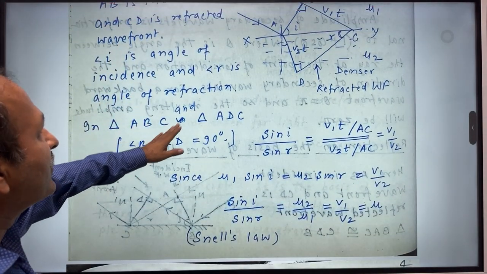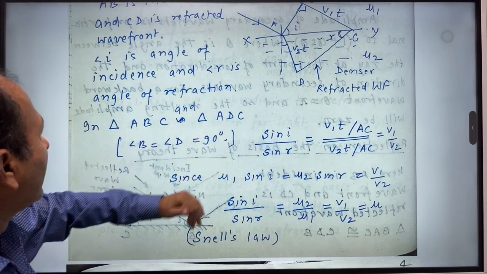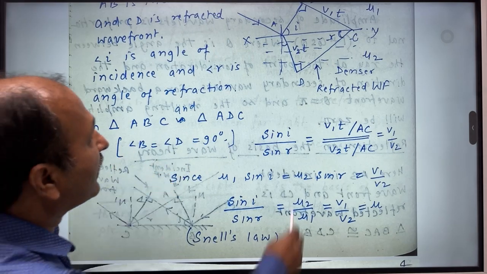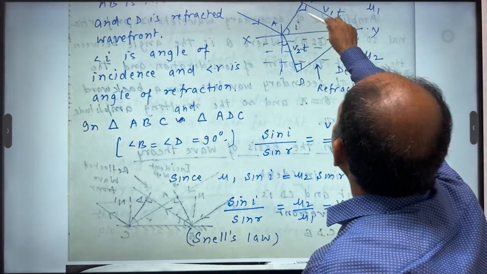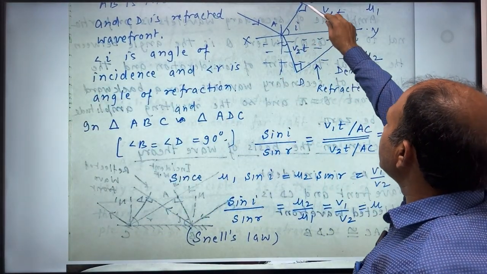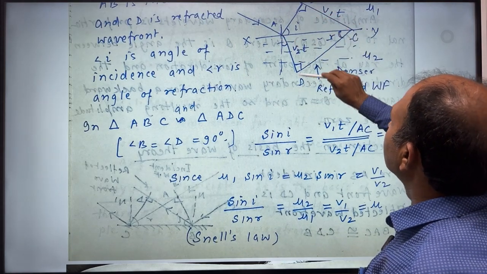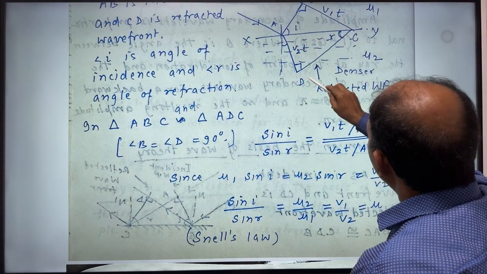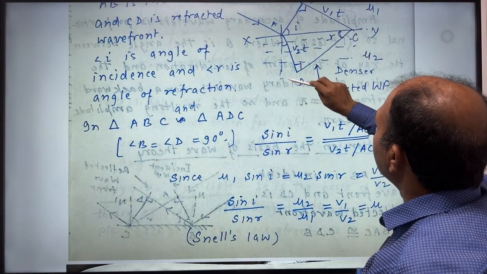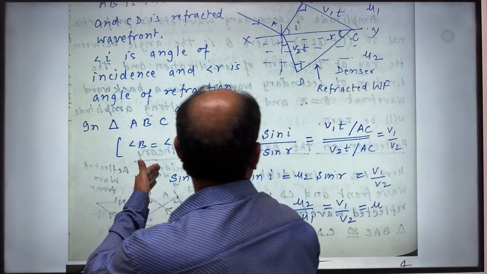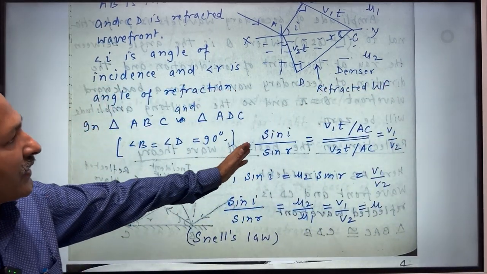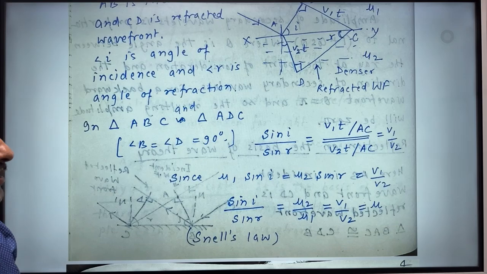And in triangle ABC and triangle ADC, as I told you, angle B equals angle D. You remember that a wavefront always makes a 90-degree angle with the ray. So here this is the wavefront, this is a ray, so this is 90. These two angles are 90 degrees, correct? So the same thing is written here. Now our concern is to get sin I upon sin R.